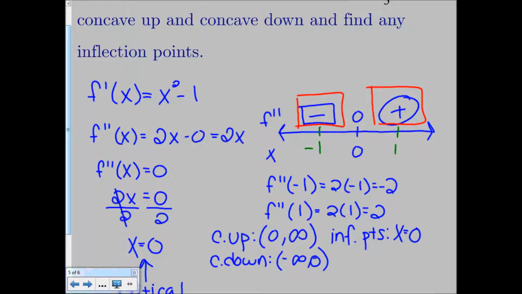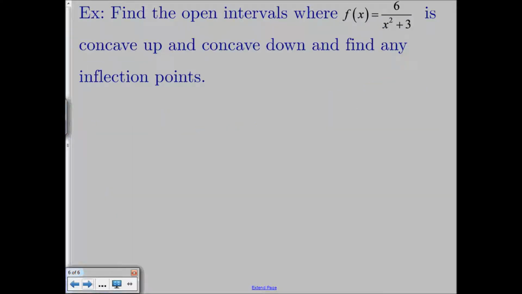This was a fairly simple problem because our second derivative was so nice and easy to work with. So let's try a slightly harder one where finding the derivatives is going to make us use a little bit more of our rules. So let's find the concave up and concave down intervals and any inflection points for the function 6 over x squared plus 3. So first we have to find our first derivative.